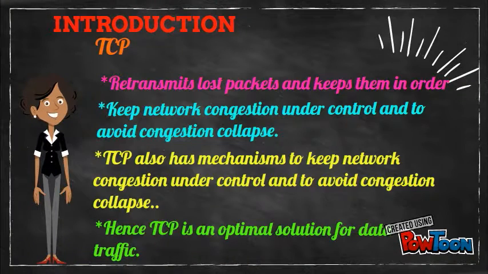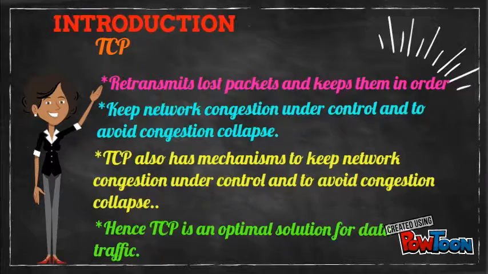TCP is one of the most common transport layers used in IP networks. TCP retransmits lost packets and keeps them in order. TCP also has mechanisms to keep network congestion under control, to avoid congestion collapse. Hence TCP is an optimal solution for data traffic.